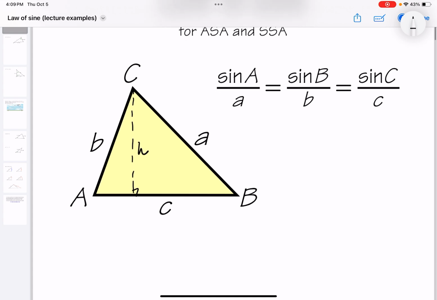The first thing I do is write the sine of A, this really basic trigonometry at this point, is equal to the opposite, which is h, over the hypotenuse, which would be b in this case. Then I look at the sine of B, and what would that be? It's the opposite, which is h, over the hypotenuse of that particular triangle, which would be a.